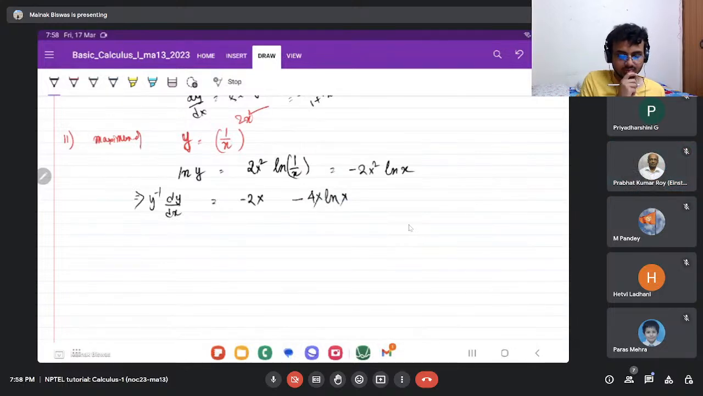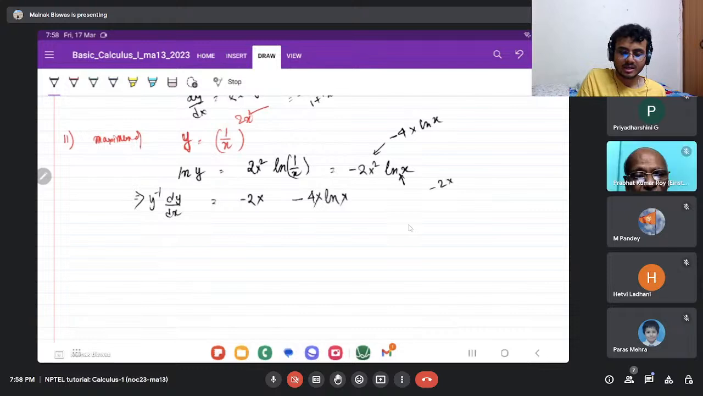Am I correct? So what I did is, when I differentiate the first one, I get minus 4x log x, and if I differentiate the second one, I get minus 2x into 1 by x, that is minus 2x. Correct, right?